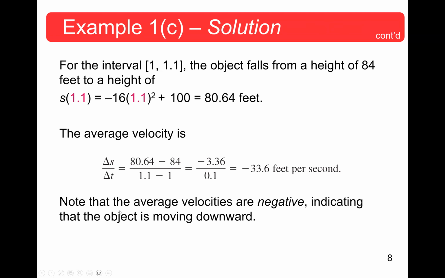So here we should know that all three average velocities are negative. This indicates that the object is moving downward. Again, the object falls, so it is moving downward.